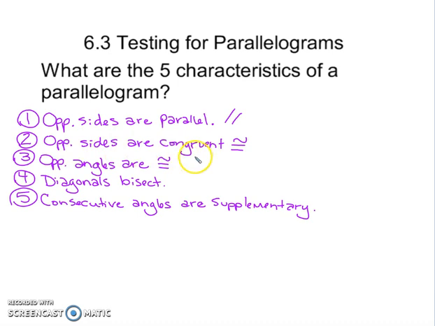opposite sides are congruent, opposite angles are congruent, and diagonals bisect, as well as consecutive angles are supplementary. These are the 5 characteristics that we've learned for parallelograms. So make sure you have these copied down.